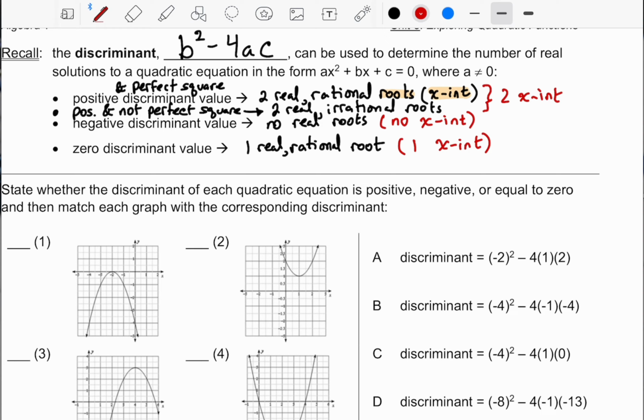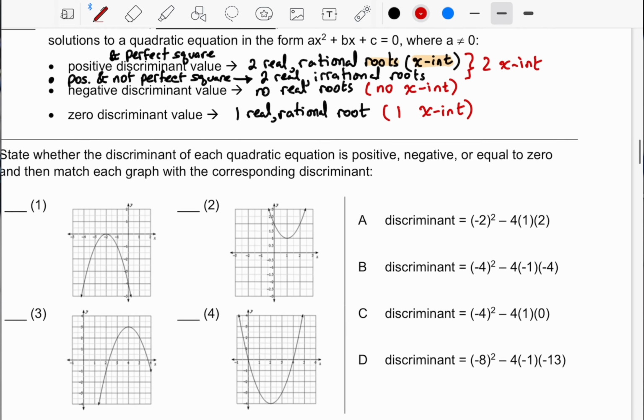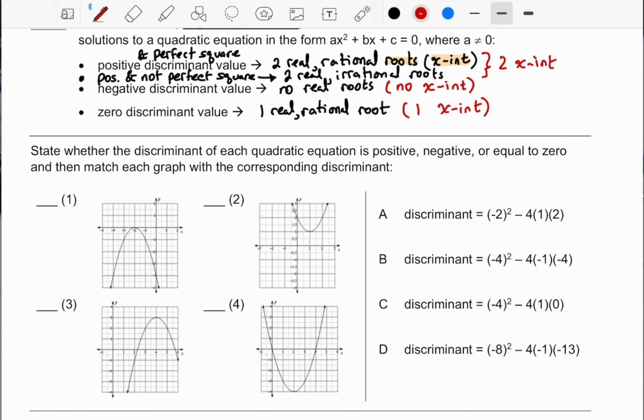Right? So, you look at the diagrams below, you could identify which category the discriminant is going to fall into based off of just the appearance of the graph. Like the first one has one x-intercept. So the discriminant must be equal to 0.